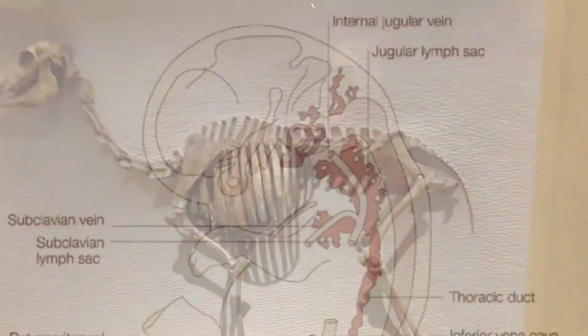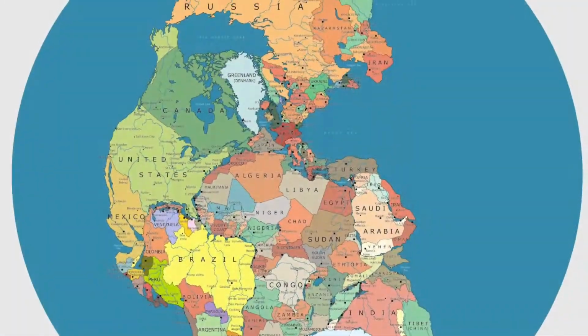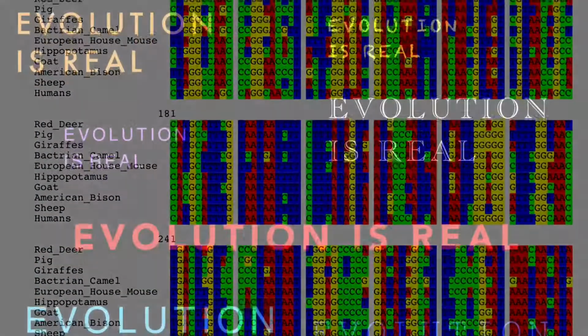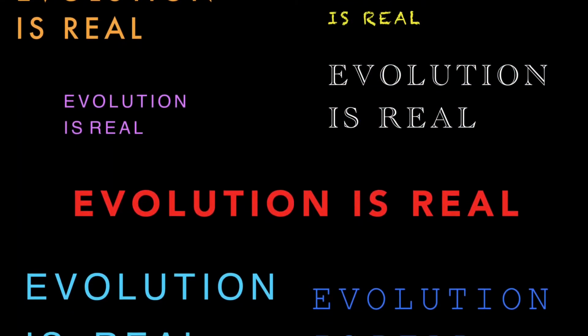Through fossils, anatomy, embryology, biogeography, and DNA, evidence has proved that evolution is real. Without evolution, we would not be here today.